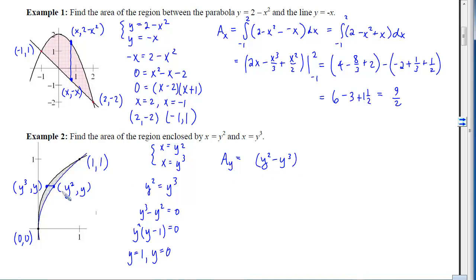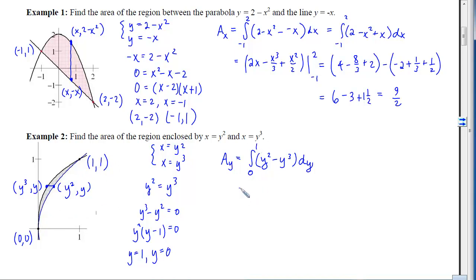The width of this strip is going to be a little tiny bit of the y-axis, which will be dy. To get our limits now, we're going to drag this as far down and as far up as possible. If I drag it down, I have a limit of 0. If I drag it up, my biggest y-coordinate is a 1.